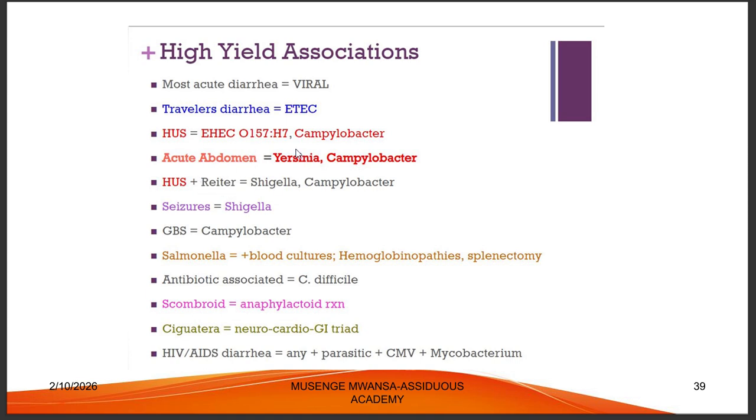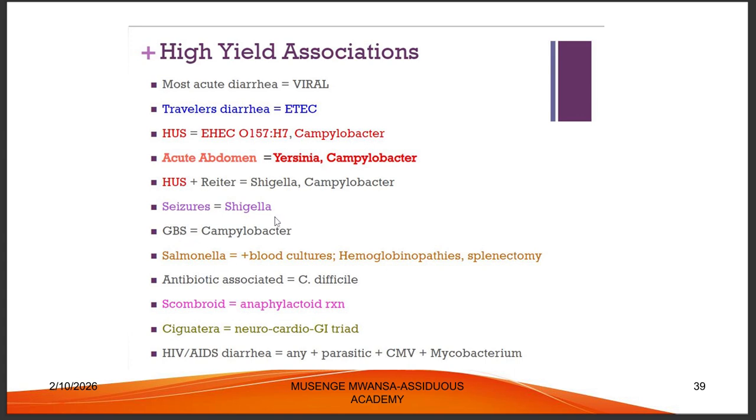Acute abdomen can be caused by Yersinia and Campylobacter. Basically, this is pain in the abdomen. There are many differentials of acute abdomen, including appendicitis, ectopic pregnancies, but depending on the age. Hemolytic uremic syndrome plus Reiter, that means Shigella or Campylobacter. Seizures is Shigella.